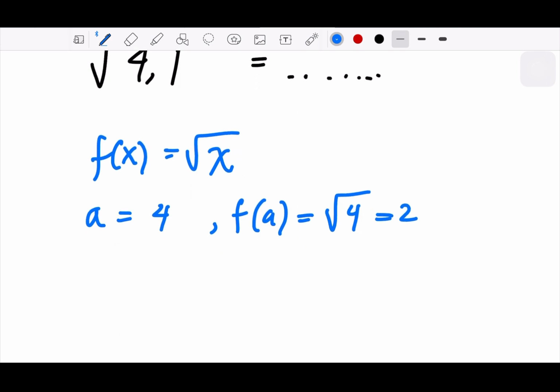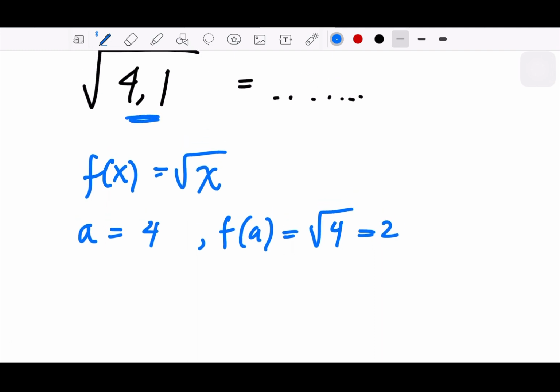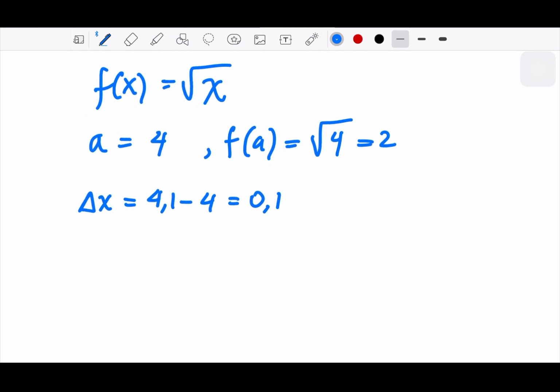And then the other component: because we want to have 4.1, there is a delta x, right? So delta x will be 4.1 minus 4, which is 0.1. Now the other important component is f prime of 4. Let's try f prime of x first. This will be 1 over 2 square root of x. This is from the square root of x we derive. This is our result.